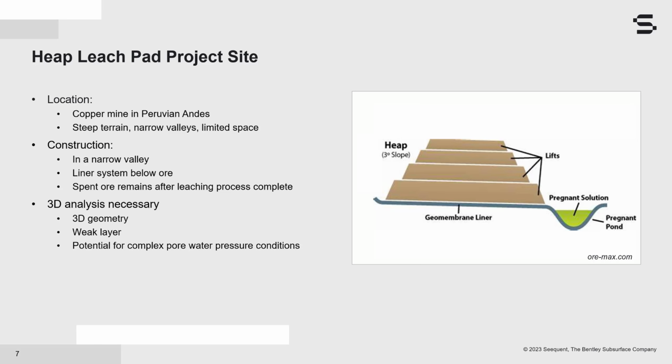The project site contains a heap leach pad associated with a copper mine in the Andes region of Peru. Heap leach pads are mining facilities where ore is placed in a pile on top of an impermeable base, which typically involves a geomembrane. A solvent is applied to the surface of the ore pile. Metal in the ore dissolves into the solvent as the solvent moves down through the pile. The solvent is then collected and removed for processing.